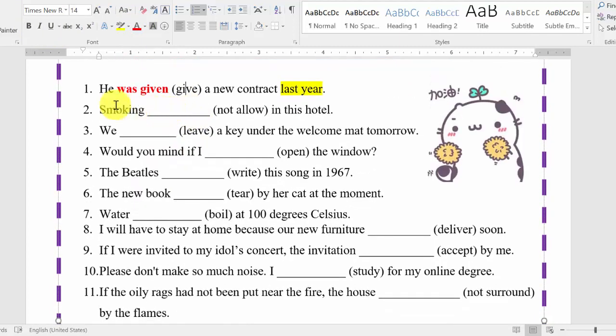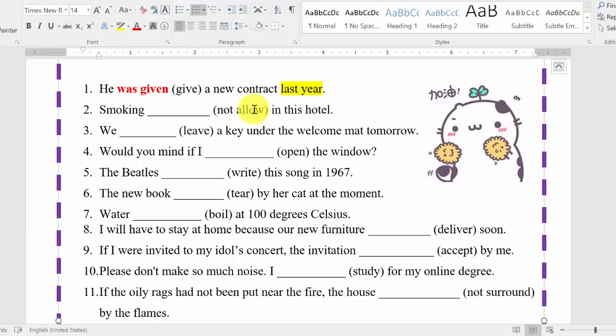Next one, number 2, smoking not allowed in this hotel. So no time given, either present perfect or simple present tense. This is talking about rules, describing the rules in the hotel. It should be simple present tense. Active or passive? Smoking in this hotel, allow. Allow means 允许, right?